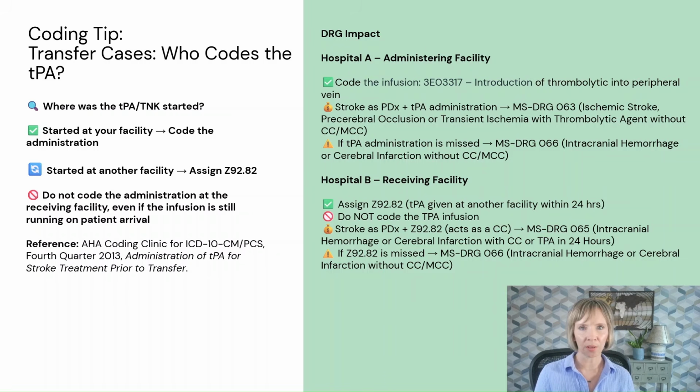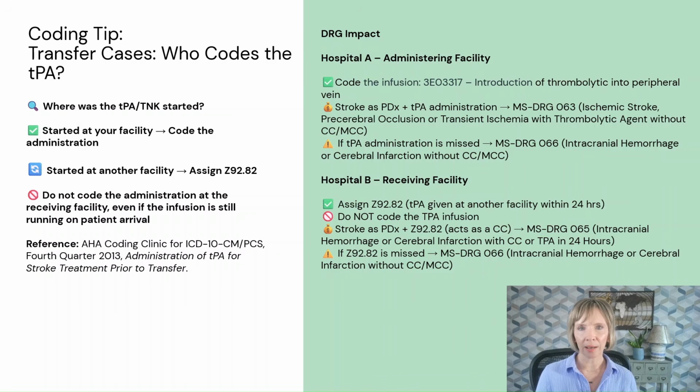We've looked at a case where a thrombolytic administration was missed at the facility that administered the medication. Now let's talk about a slightly different scenario that can also impact code assignment and DRG grouping. What happens when a patient is started on tPA at one hospital and is then transferred to another facility with the infusion of tPA still ongoing during the transport and upon arrival at the receiving facility? In these situations, the most important question is, where was the medication started?